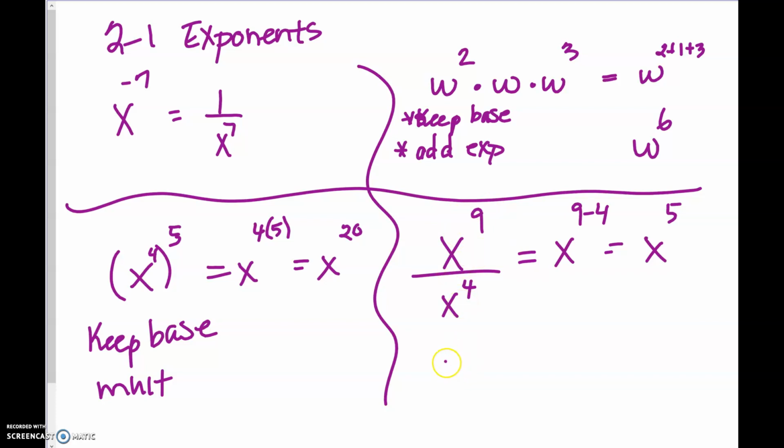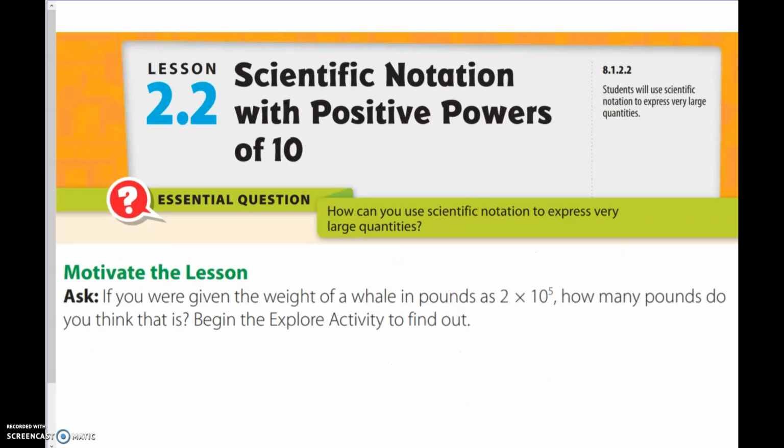Likewise, if it were written like this, x to the 3rd over x to the 10th, do you see how we have more x's on the bottom? So this one is going to be 1 over x to the 7th. Do you see how we have the 7 in the bottom instead of on top? All right, so that's just a quick review before we go on into our scientific notation.